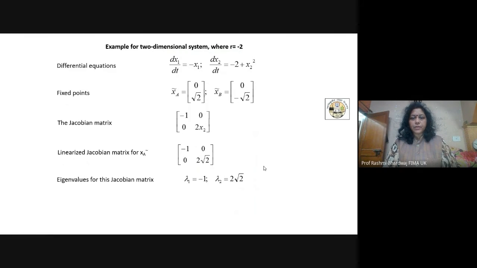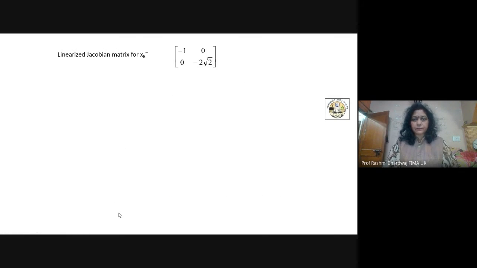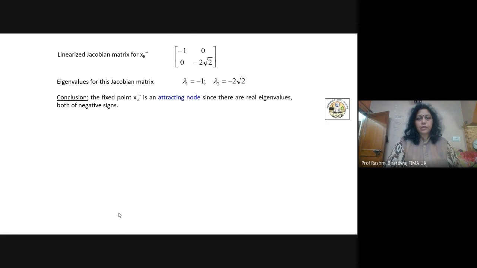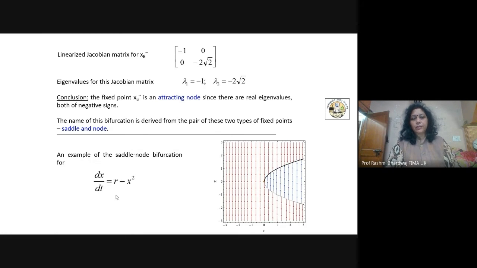So your eigenvalues are -1 and 2√2. Since you have a positive eigenvalue, you have an unstable structure at this point. So this is a saddle point, since there are real eigenvalues of opposite sign. Now if you use the other point, you have this. So your eigenvalues are -1 and -2√2. And it is an attracting node because you have real eigenvalues, both with negative sign. So this is a saddle point with a node. So here you are getting the example of a saddle node bifurcation for this function.